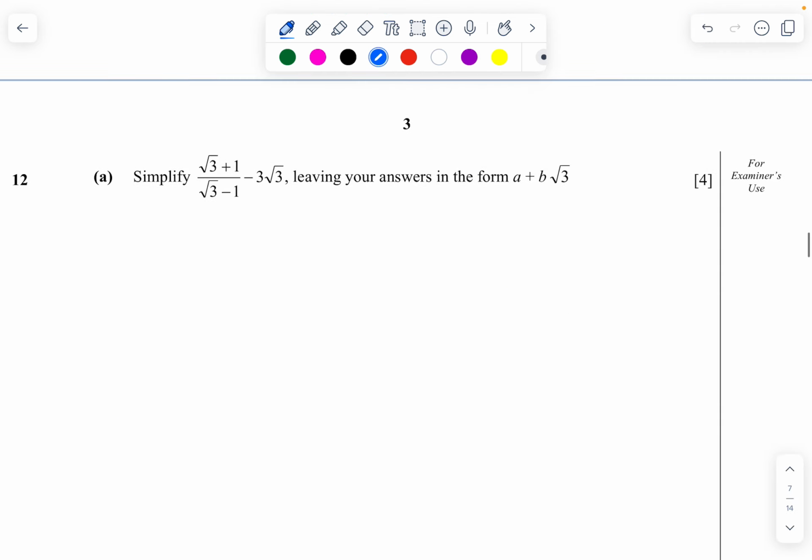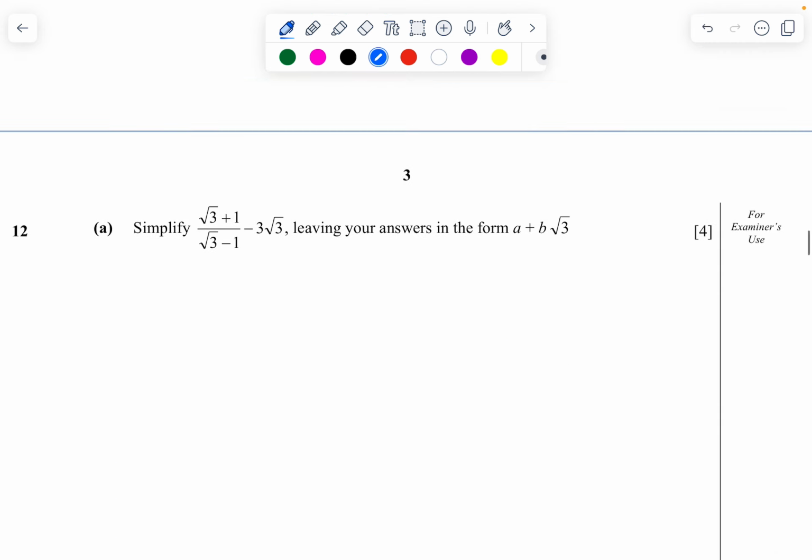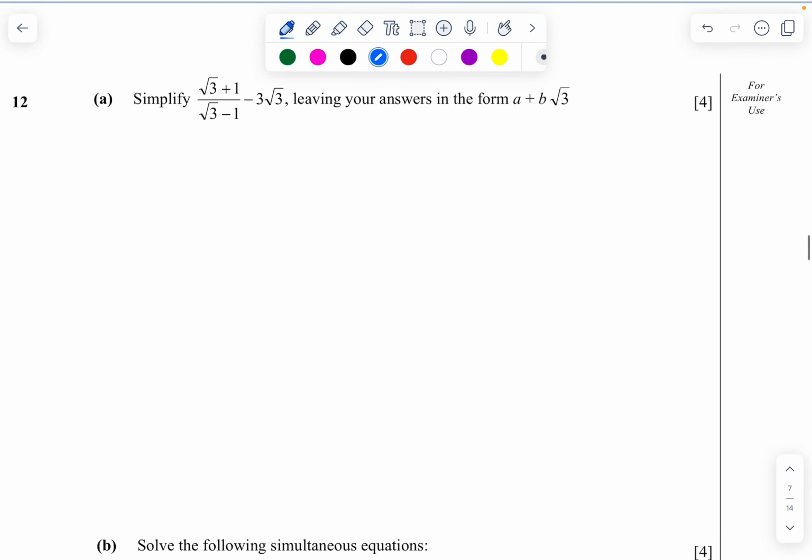Yeah. Question number, oh, this is question number 12. This is also question number 12. So this must be question number 13. So this is basically rationalization, right? So I'm going to put them together first. Square root of 3 plus 1 over square root of 3 minus 1, minus 3 square root of 3 over 1. So I'm going to make a common denominator.